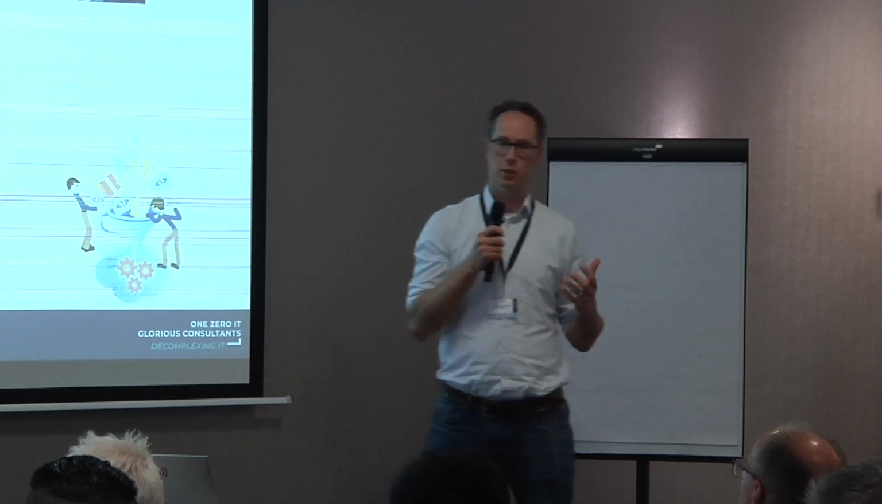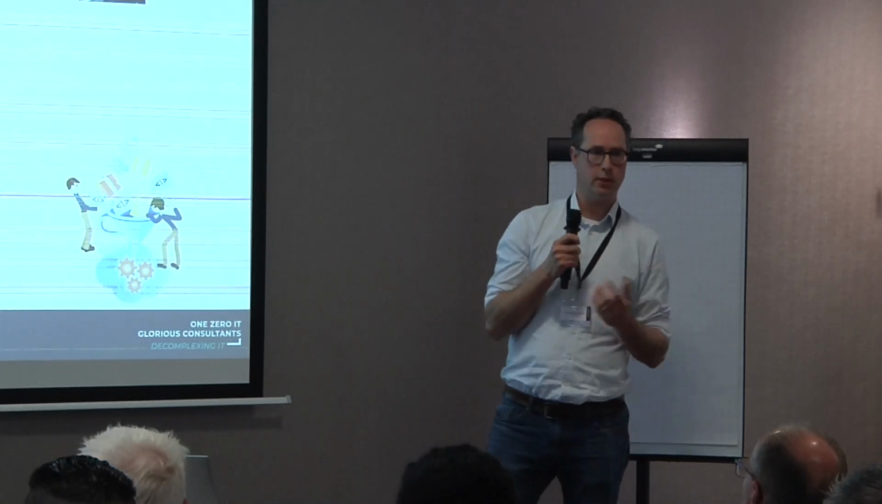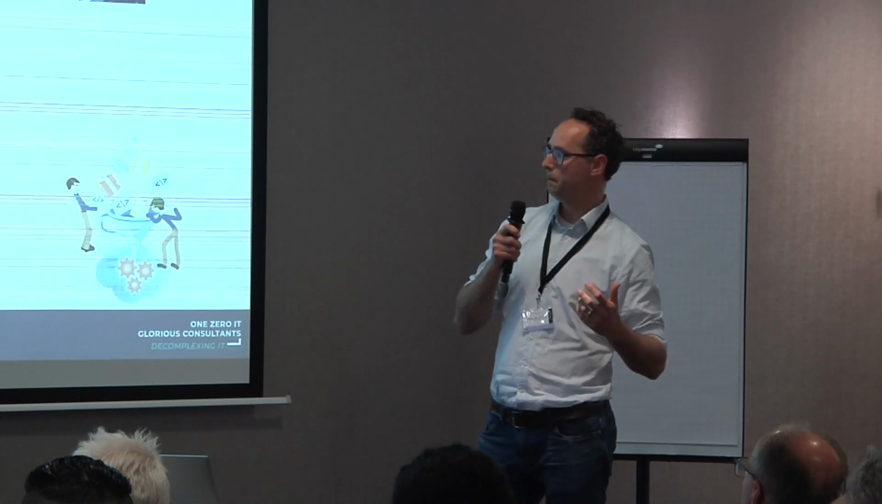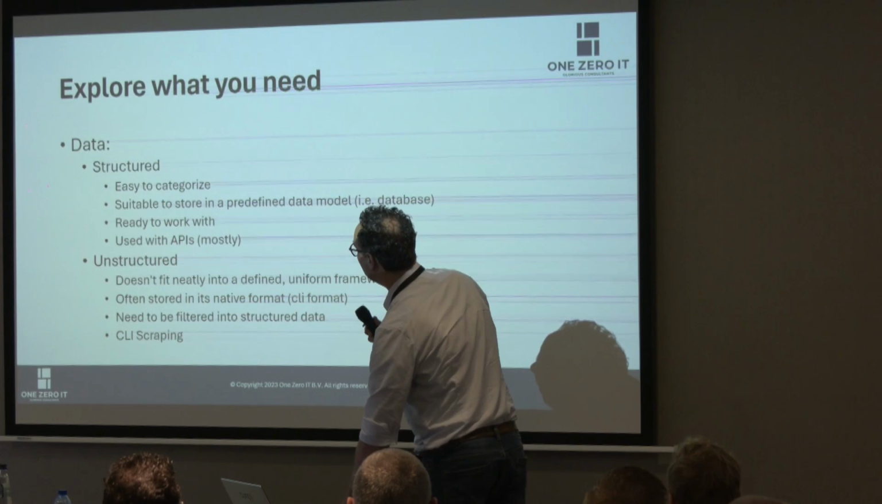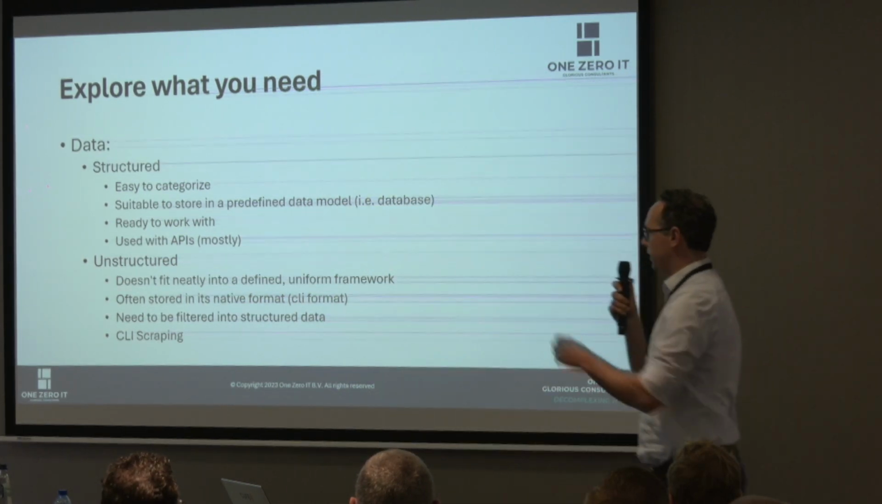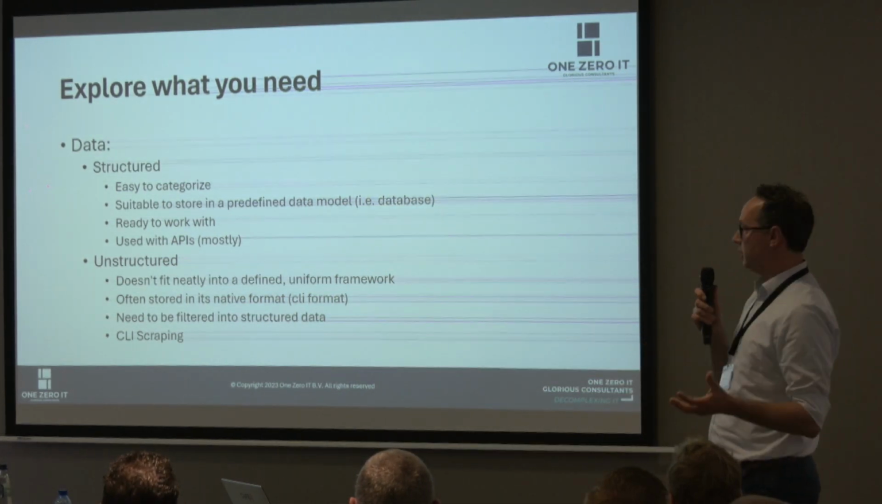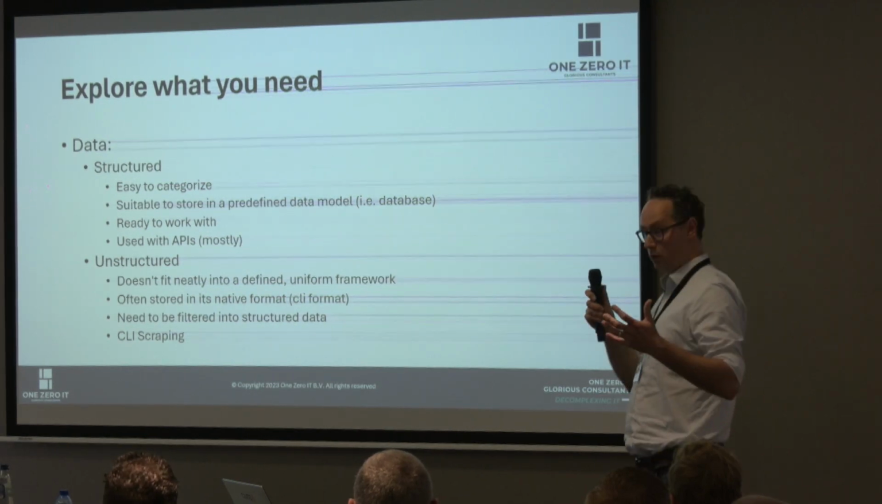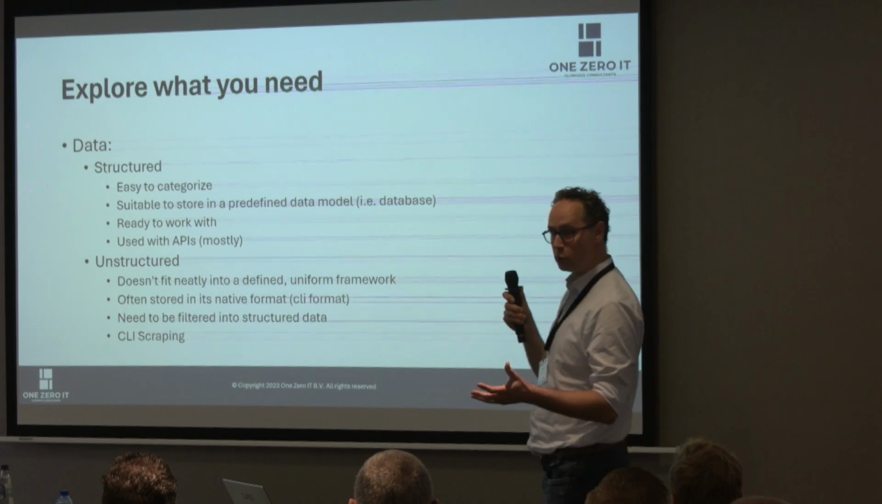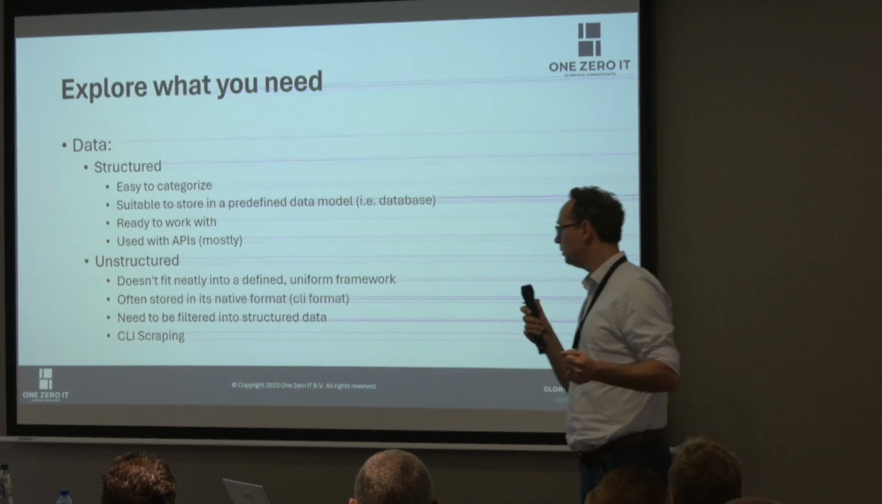By using an API, mostly the data is structured, so it's already ordered. You can quite easily use it. Or is it unstructured, and do we need to filter it first? So the structured data is already easy to parse. It's suitable to store in a database. It's great to work with, and mostly used with APIs.